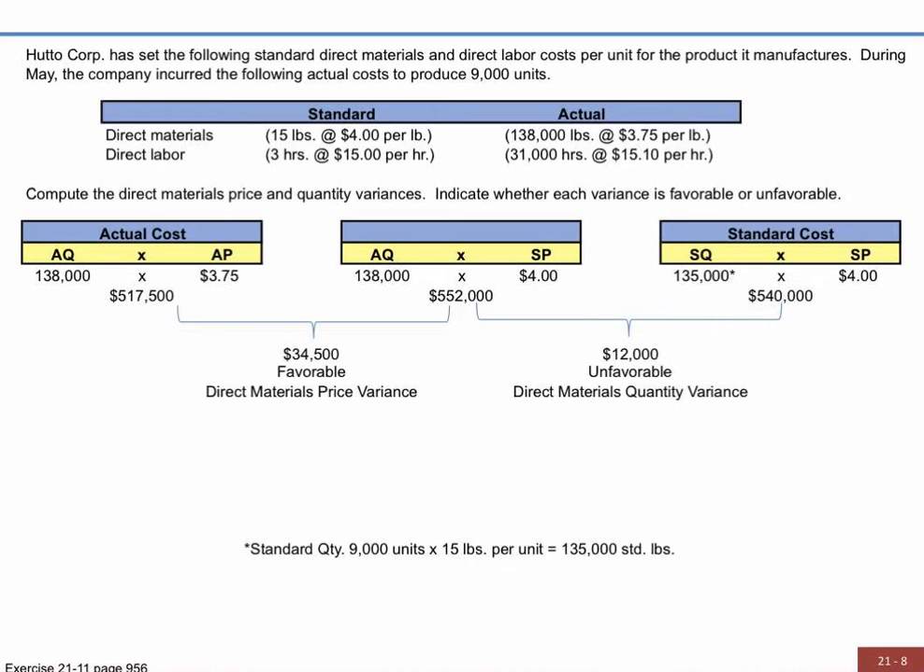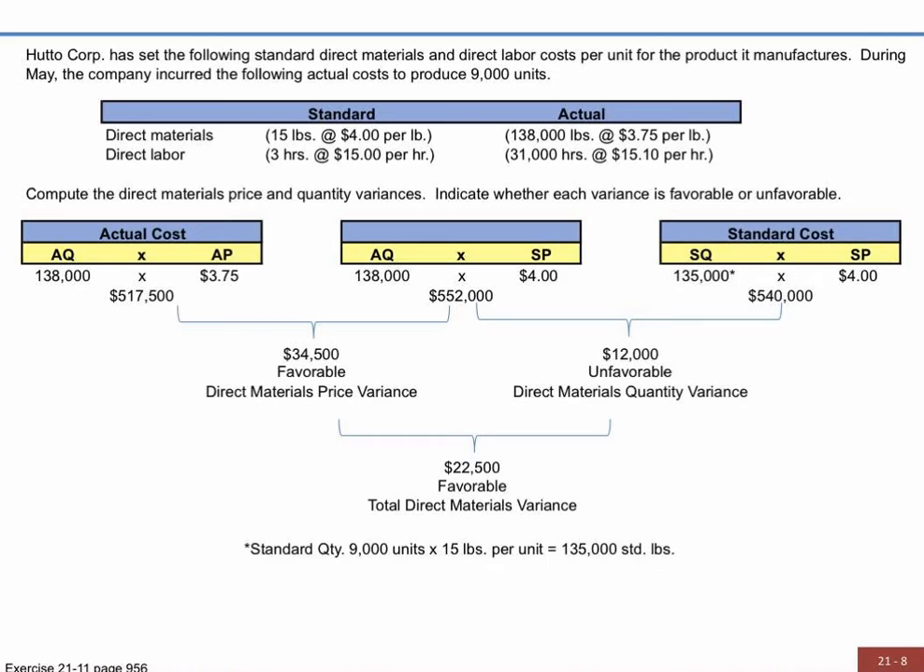So here we estimated 135,000 pounds of materials, and we actually used 138,000. So the $12,000 cost difference is something that did not go in our favor, that was more costly to us, and we're going to have an aggregate variance that's going to be 22,500. So we're going to have 34,500 of favorable, and then less 12,000 of unfavorable.